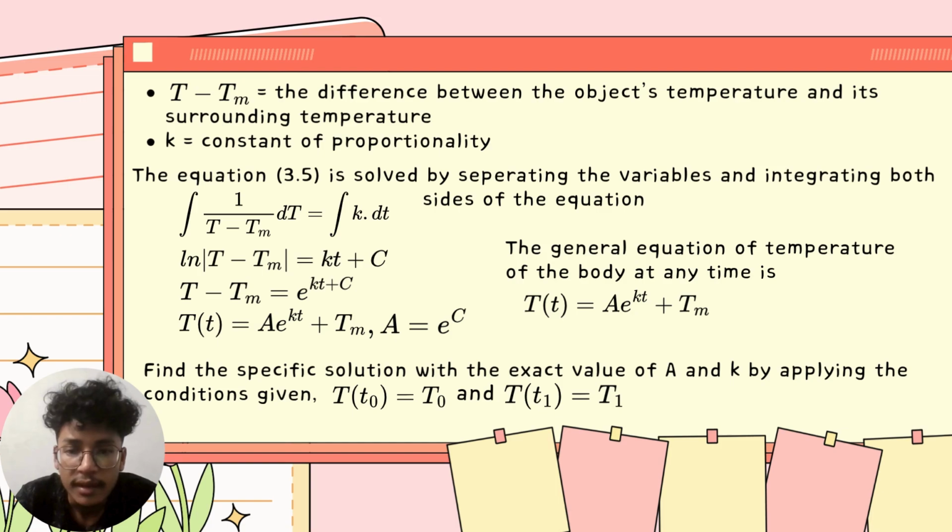The general equation of temperature of the body at any time is T(t) equals A e to the power of kt plus Tm. Find the specific solution with the exact values of A and k by applying the conditions given: T(t0) equals T0 and T(t1) equals T1.